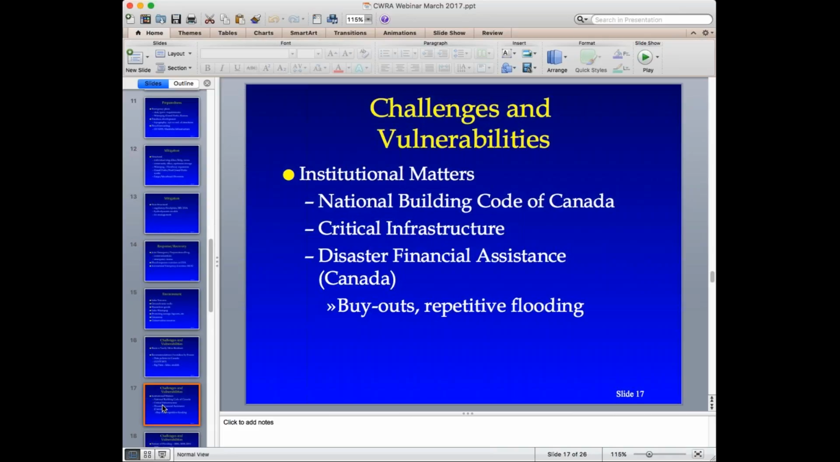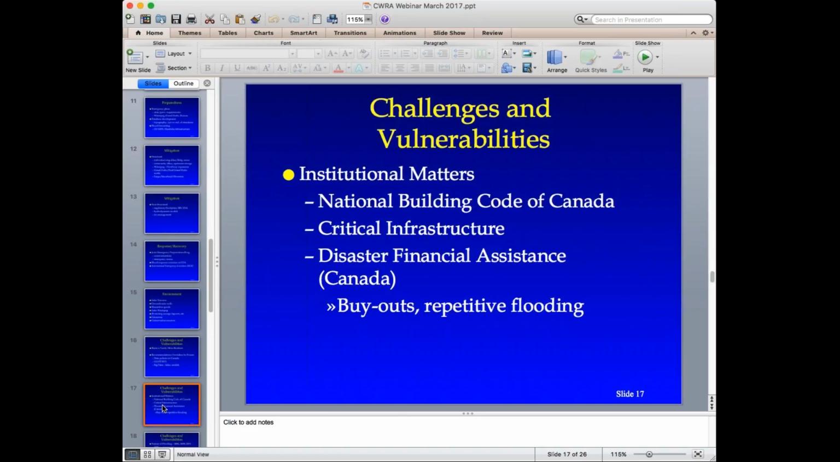Another item in Canada is the Disaster Financial Assistance Program, which in effect allows somebody who's been damaged by floods to rebuild what was damaged. And it means that unless the building codes change or the regulations change, like the safe building elevation, disaster financial assistance just restores what was there before.